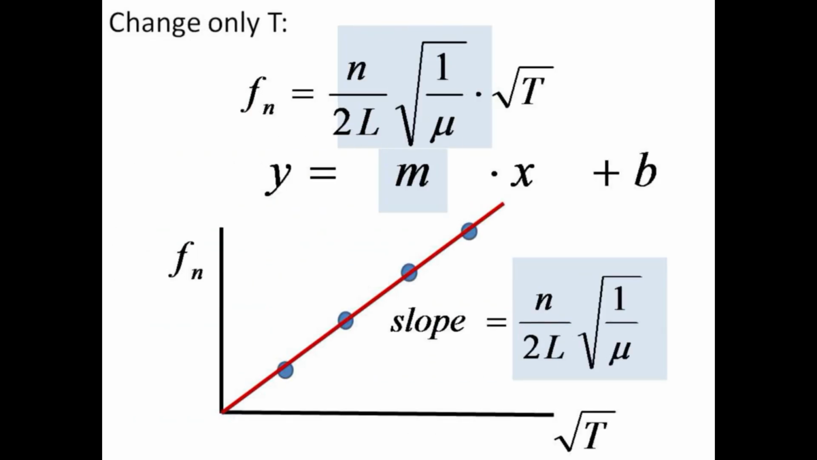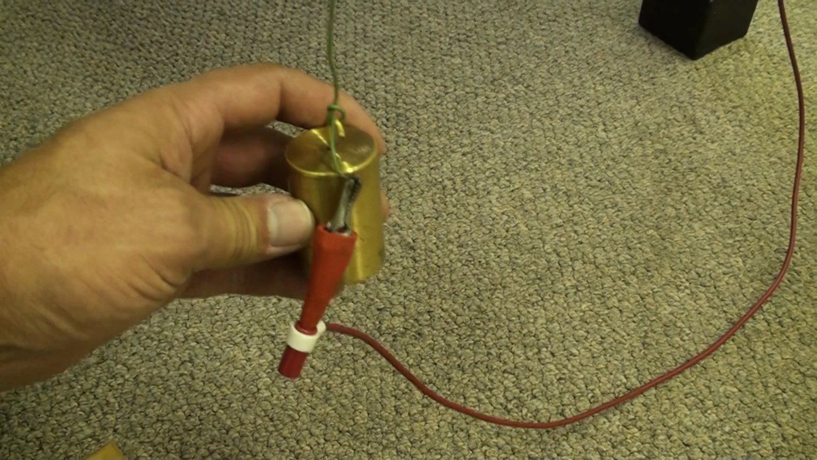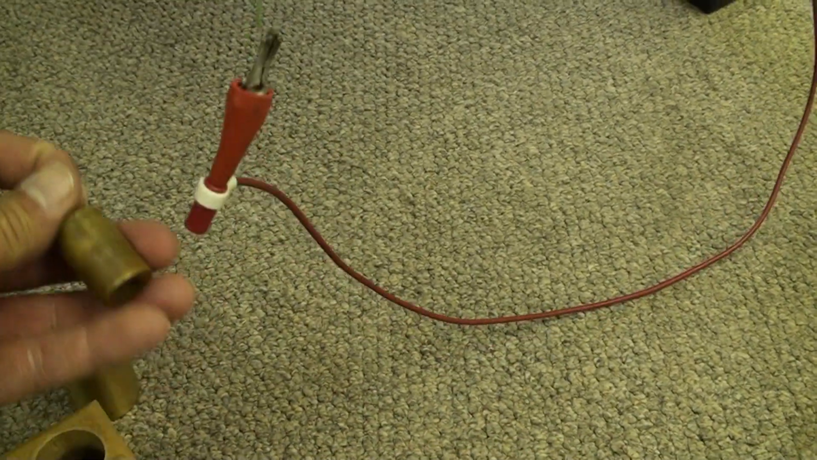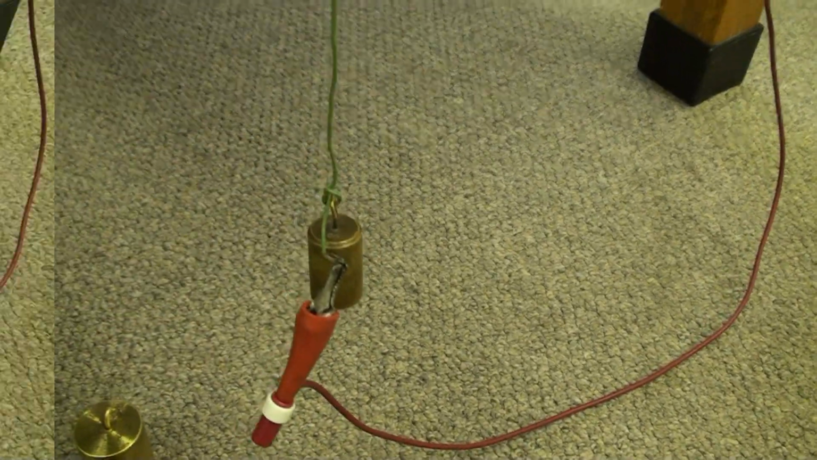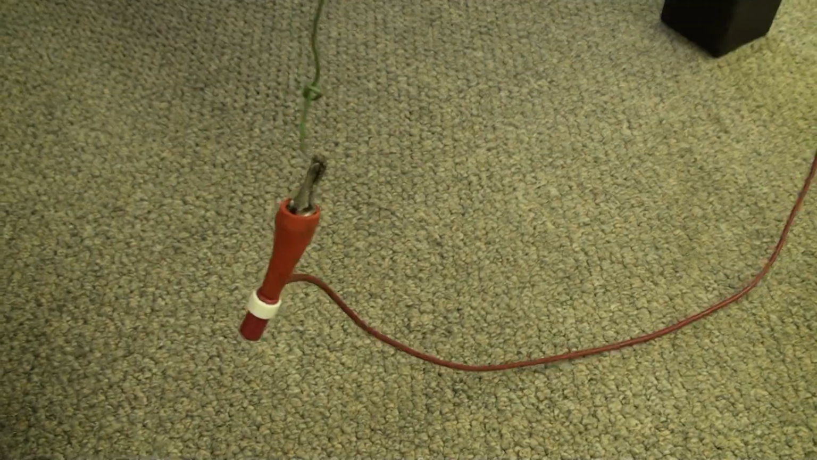Sticking with our principle of fixing all variables except one, we fix n, L, mu, and change only the tension. It's best to fix n at 3, since this is an easy mode to first locate the frequency and then to fine-tune. A plot of frequency versus the square root of tension should yield a straight line with a slope given by n over 2L times 1 over the square root of mu. Swap out the hanging weights for a variety of masses ranging from 100 grams to about 1.5 kilograms. Convert these masses into tension by multiplying m times g.